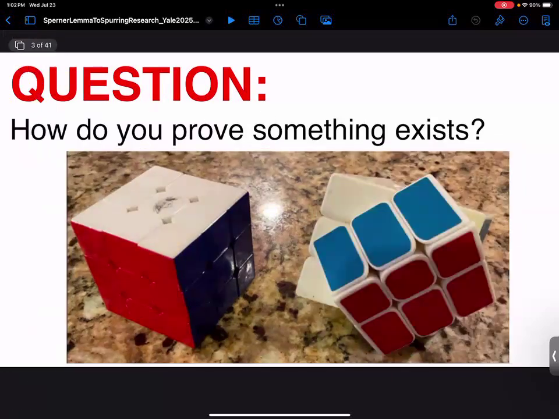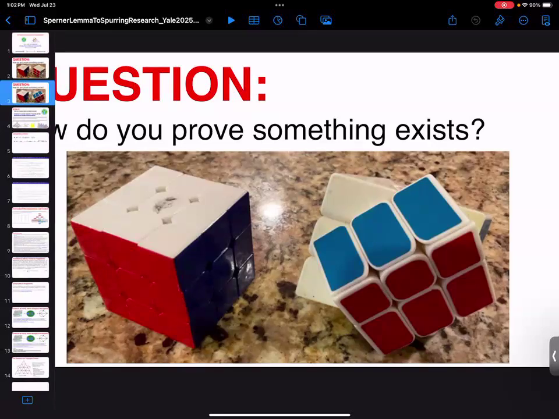There's no red side, but if I twist it like this, if I hold it at 30 degrees or 60 degrees, if you prefer, you can now see it's 3 by 3. So once you see the right way to look at something, it becomes trivial. So what I want to do today is talk to you about different ways to look at things to try to show that something exists.